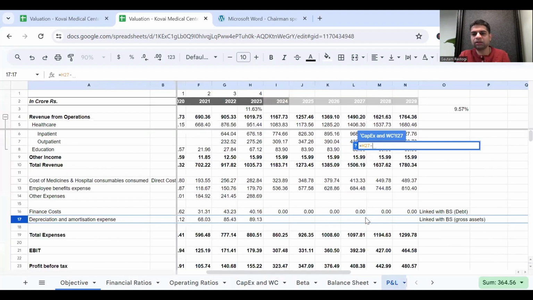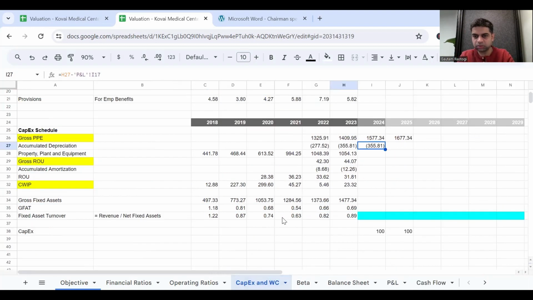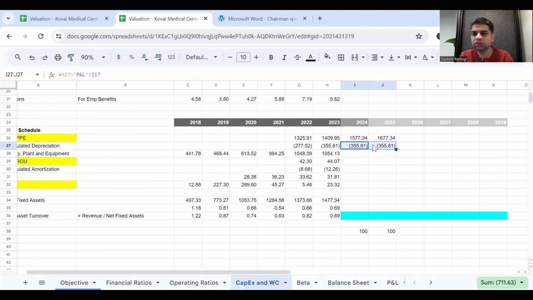So let's go to the P&L. In the P&L, you would see we don't have it estimated just yet. So this is something we need to do, but eventually we need to link it here. So let's link it. Okay, now we have linked it.